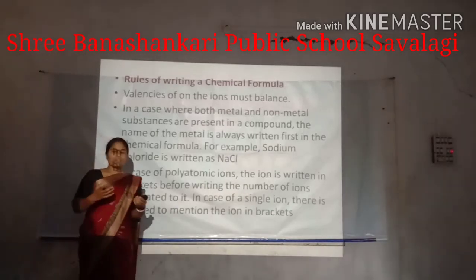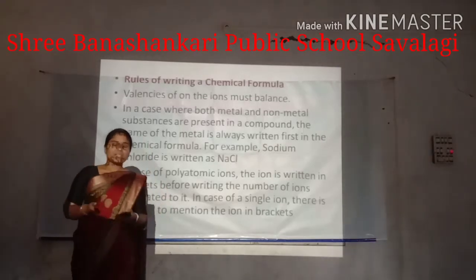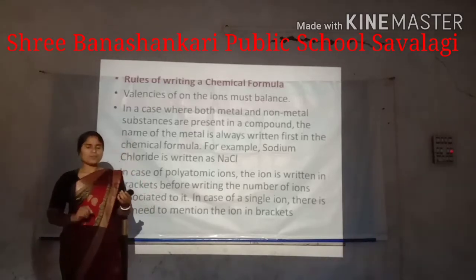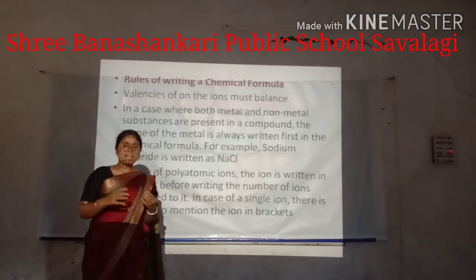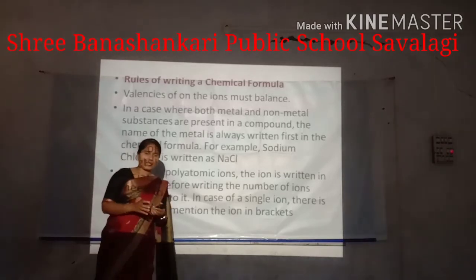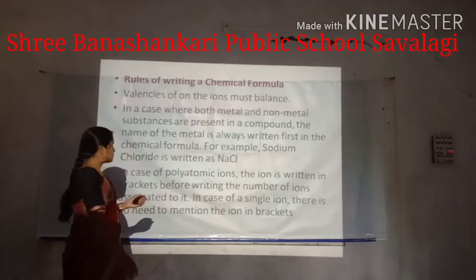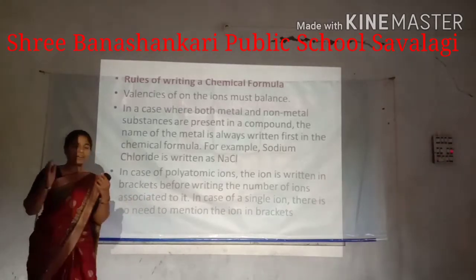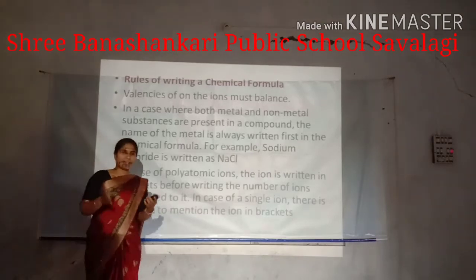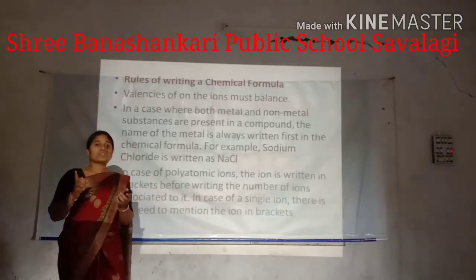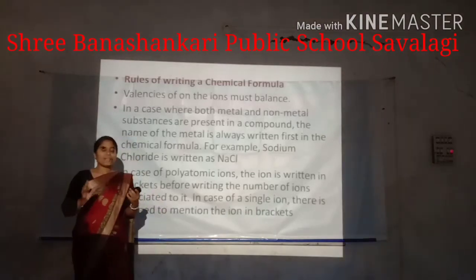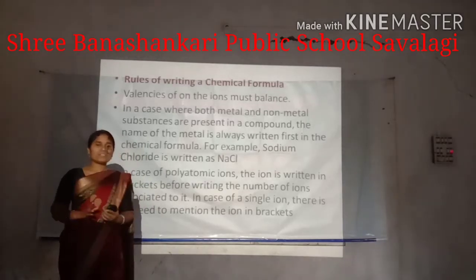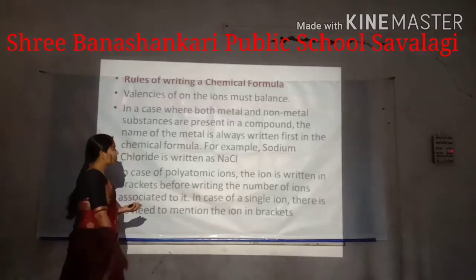We all used to write the chemical formulas. Then what are the rules required to write the chemical formula? We all write chemical formulas, so we have to follow some rules. Then what are those rules? Here the valency of the ions must be balanced. When we write a chemical formula, the valency of the ions must be balanced. Only if they are balanced can we write the chemical formula.